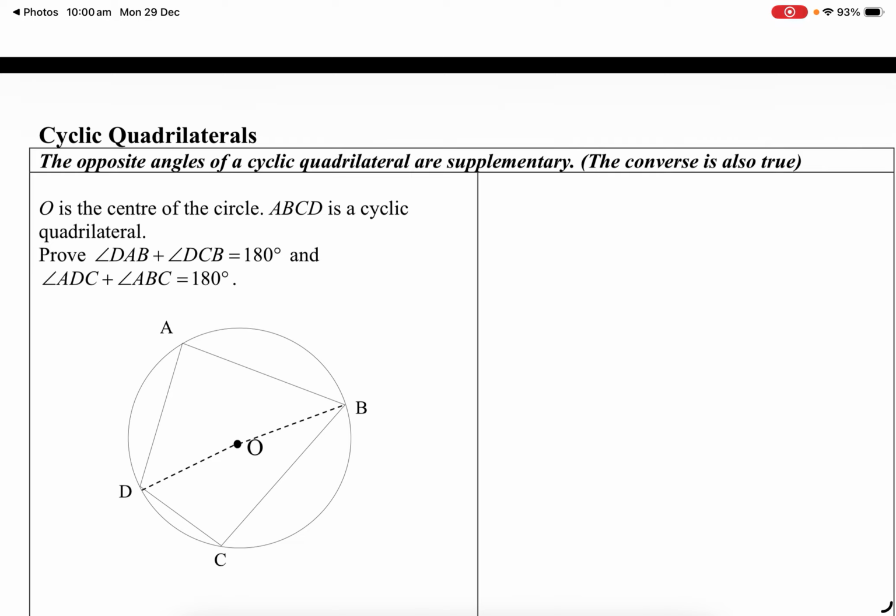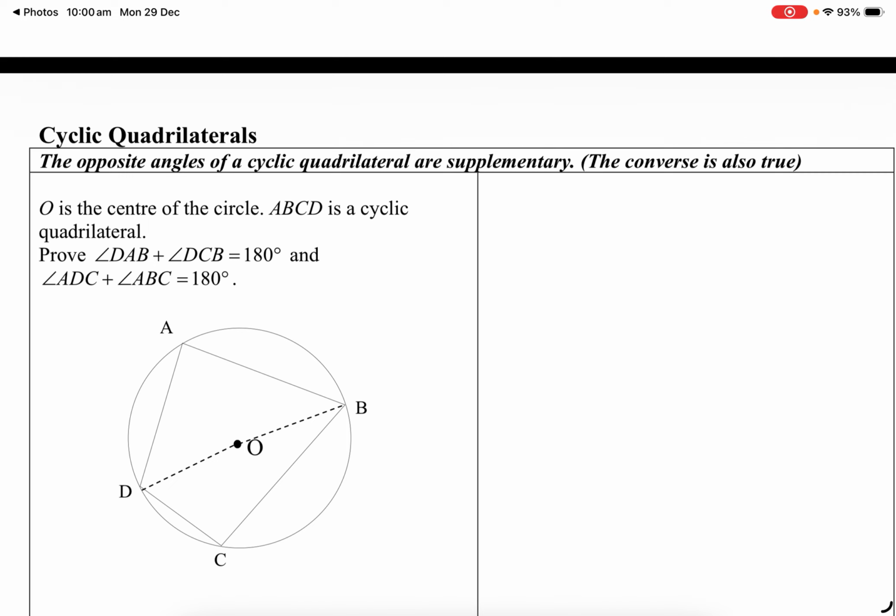So in this video, we are talking about cyclic quadrilaterals. Now, we talked about what this was right at the start of this series, so if you're not too sure, you can have a look back at that one. But it's basically just quadrilaterals where the vertices lie on the circumference of a circle. Hence why it's a cyclic quadrilateral.